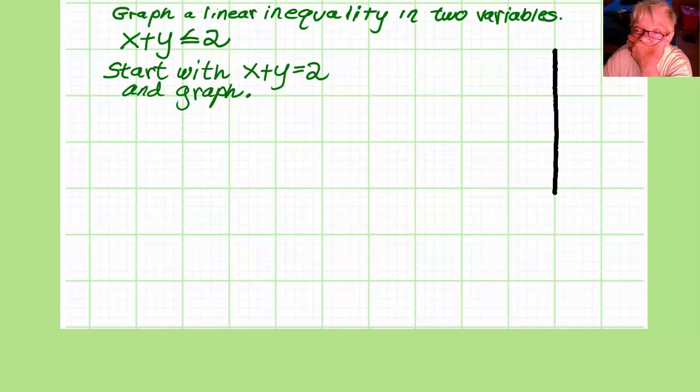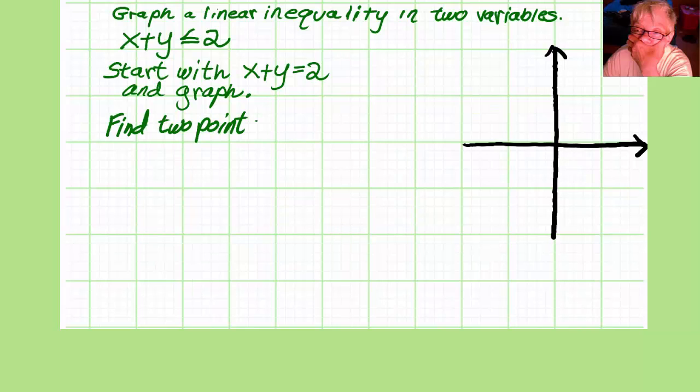All right, let's draw the axes. There's the y-axis and the x-axis. Arrows pointing in the positive direction. Now we're going to find 2 points on the line, plot the points, and then draw the line through the 2 points.